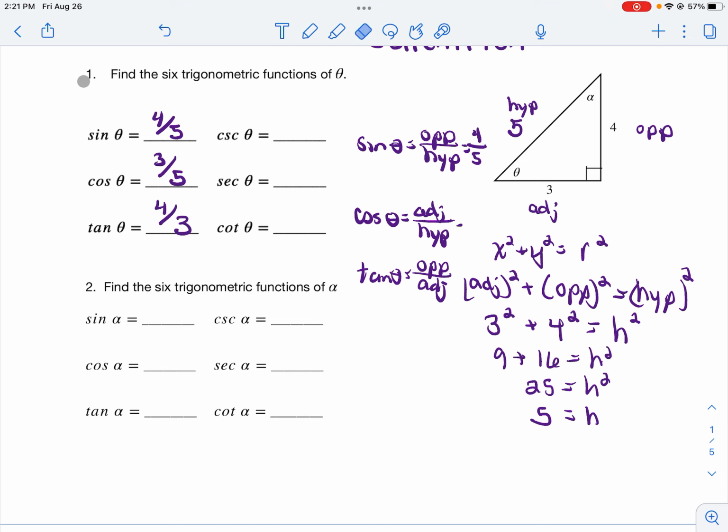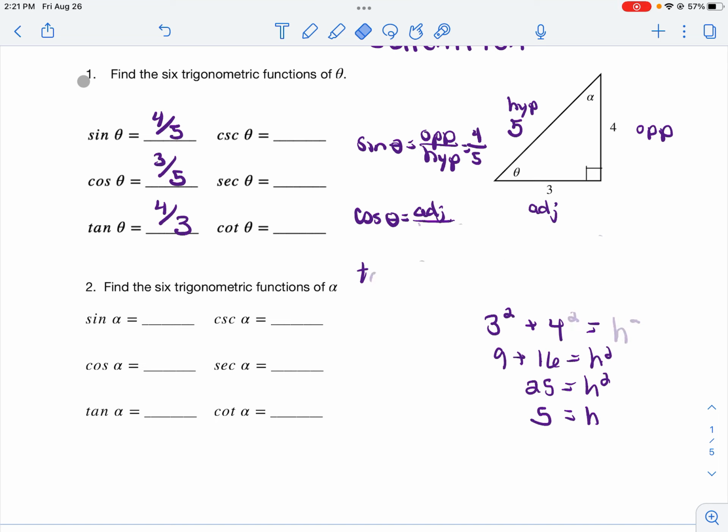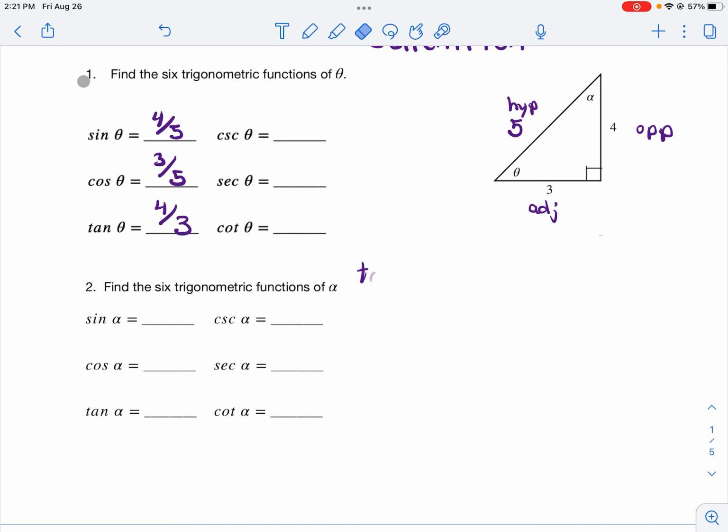So once you get those main 3 trigonometric functions, you can always find the other 3 by using your reciprocal identities, flipping it over. So if sine of theta is equal to 4/5, cosecant of theta is 5/4. Secant of theta must be 5/3, and cotangent of theta must be 3/4. Okay.